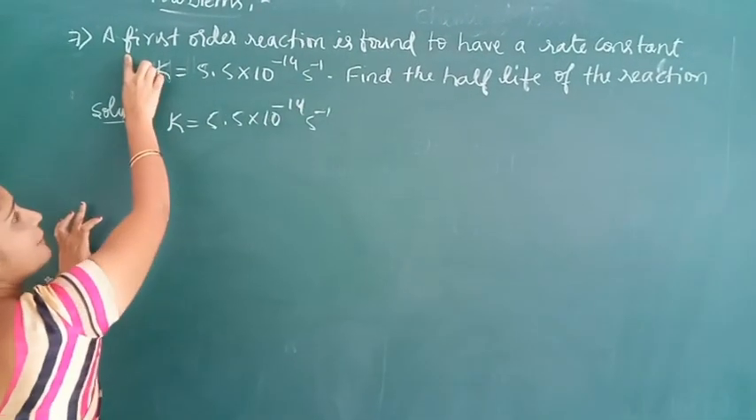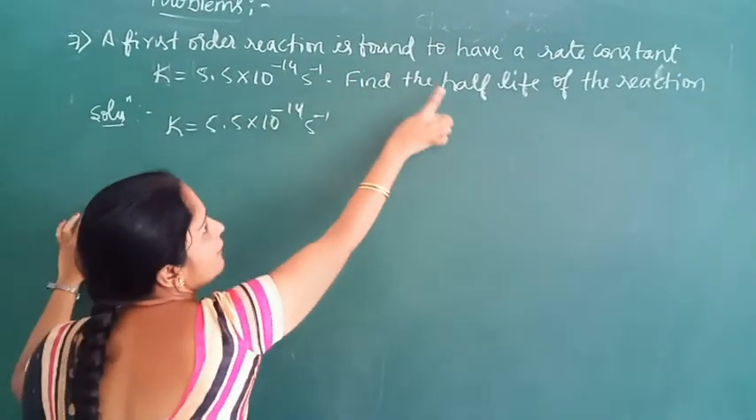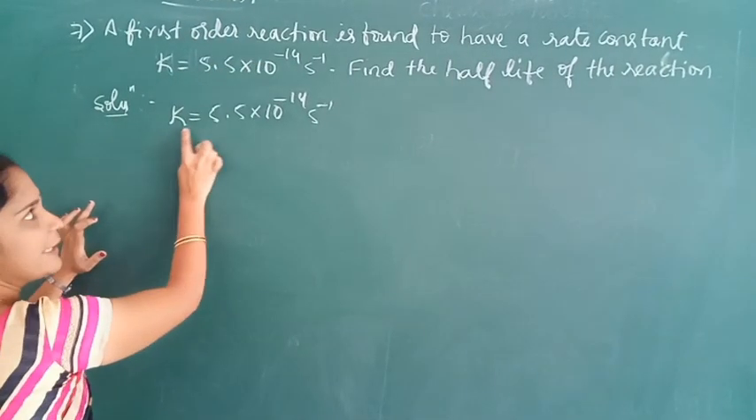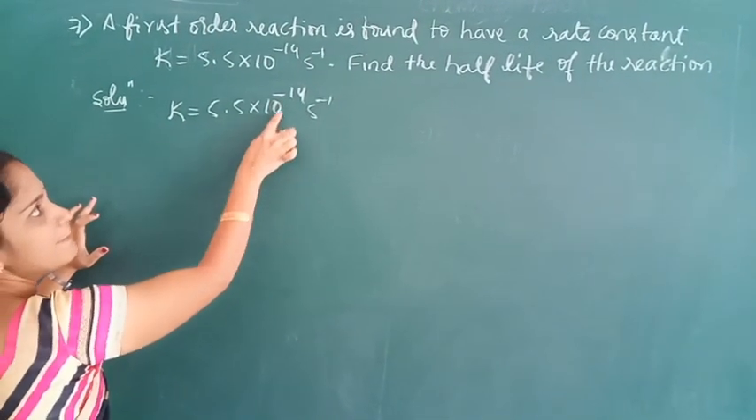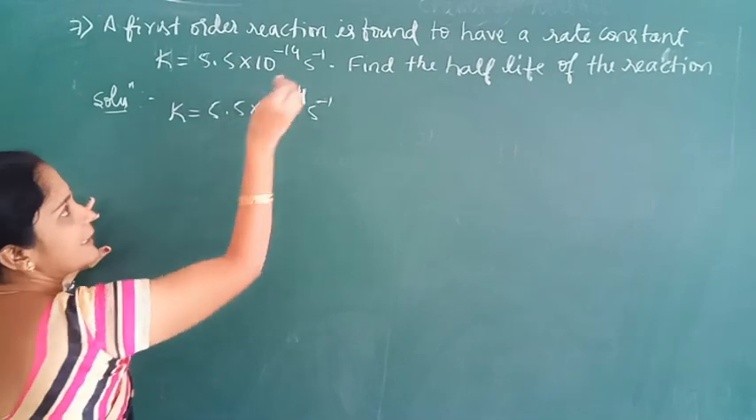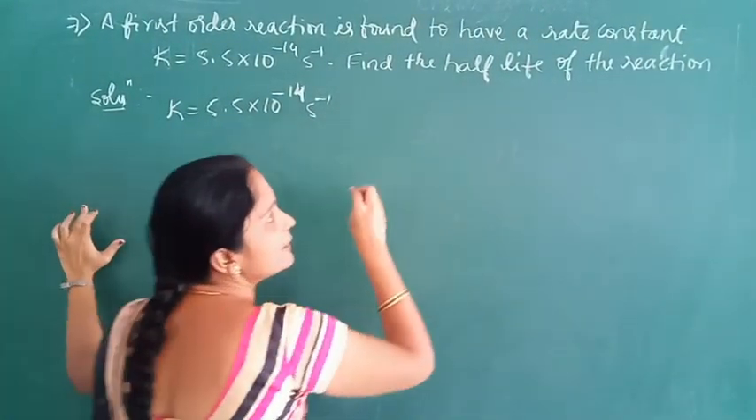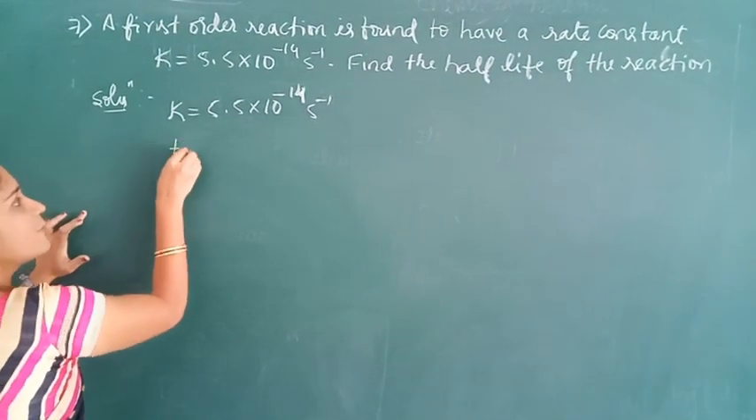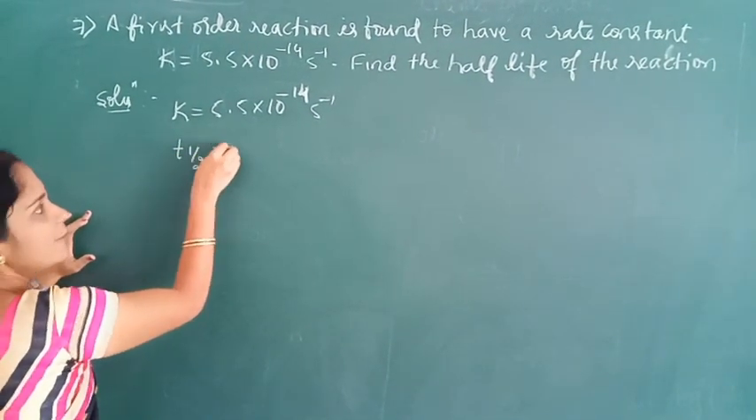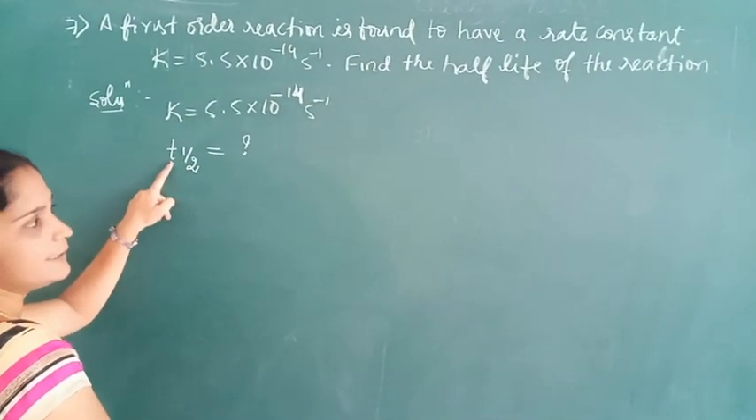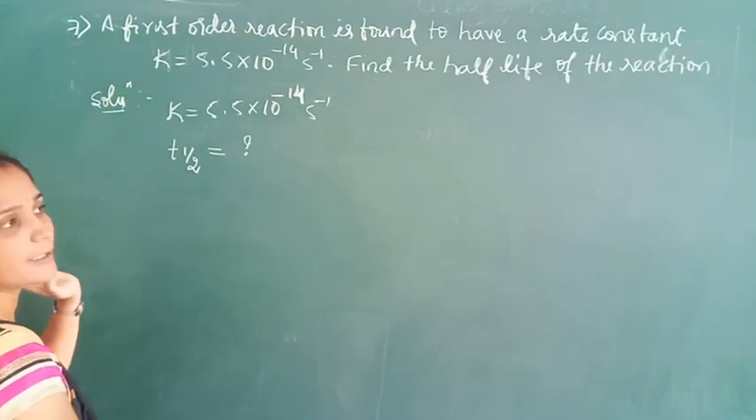Here a first order reaction is found to have a rate constant. The rate constant for a first order reaction is K equals 5.5 into 10 power minus 14 per second. So here we have to calculate the half life of the reaction. Half life can be denoted by the symbol T half. So here T half equals question mark.